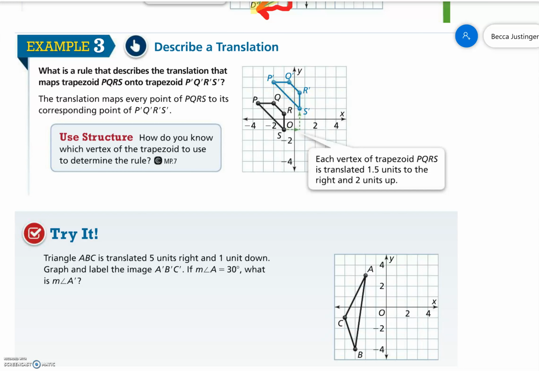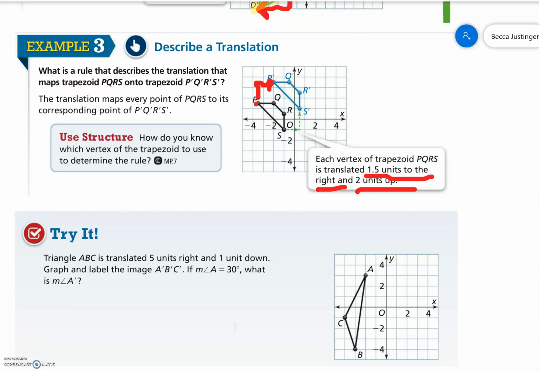So what is a rule that describes the translation that maps trapezoid PQRS onto trapezoid P prime, Q prime, R prime, S prime? So if I want to go from P to P prime, I can see that we are moving up 1, 2, and over 1. So go up 2, over 1. So each vertex of the trapezoid is translated, oh, I was wrong, 1.5 units to the right and 2 units up. Oh yeah, there, I see it now.